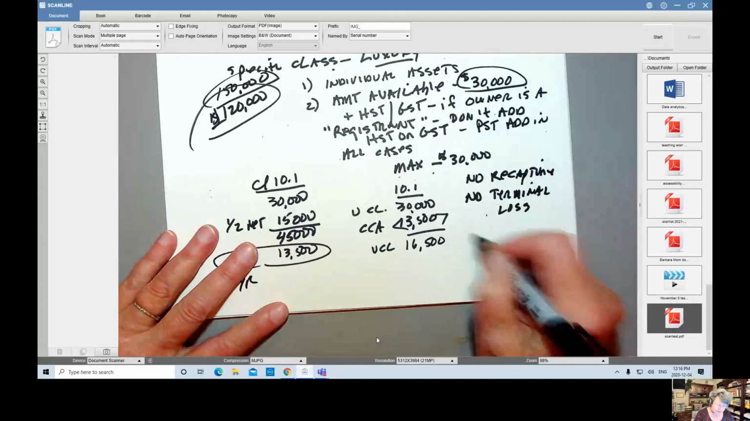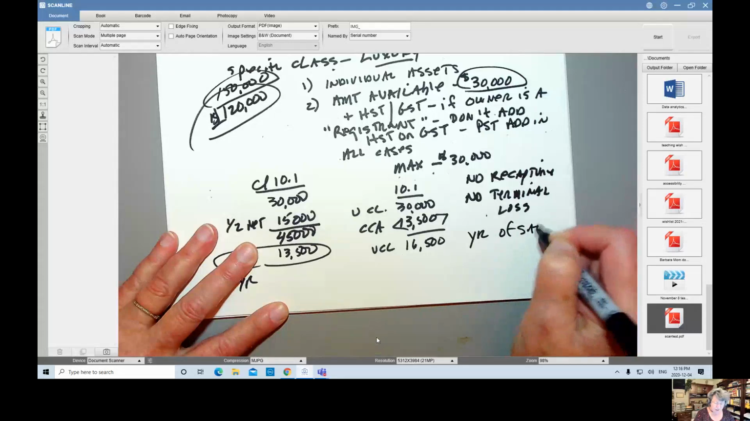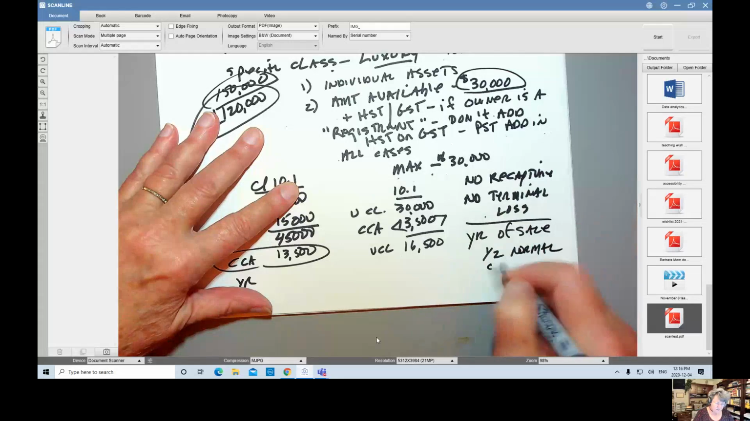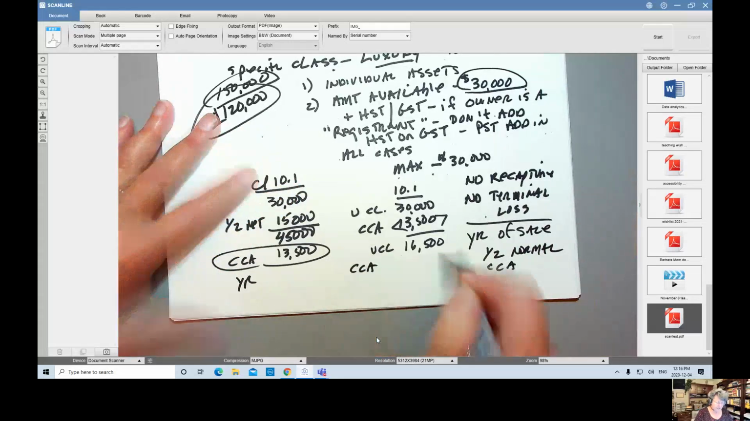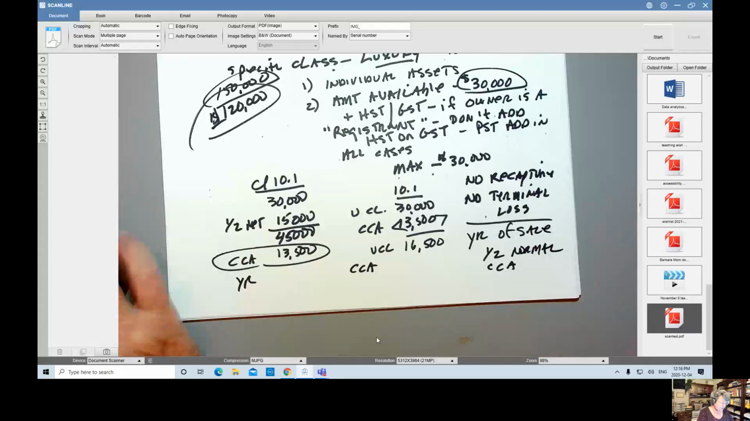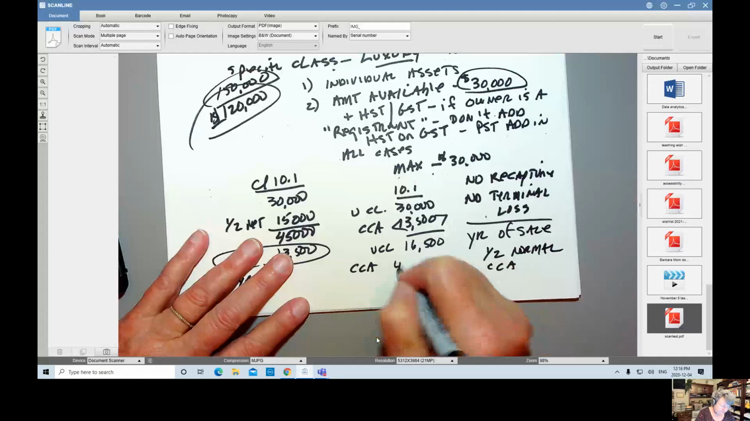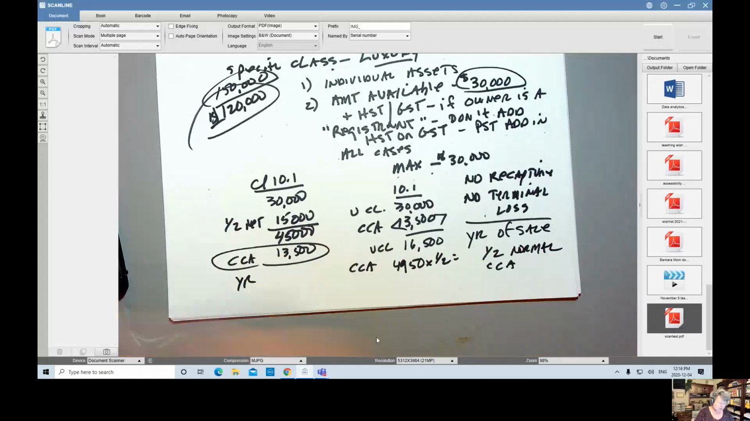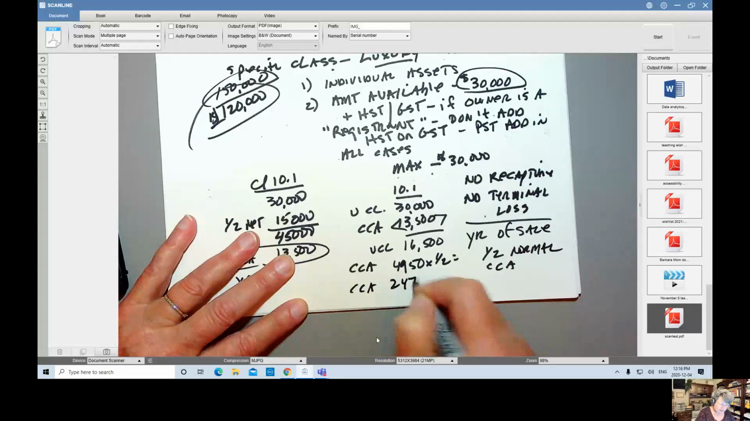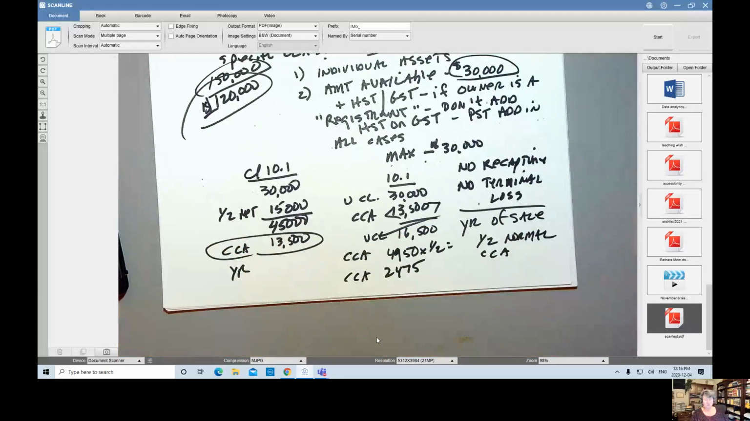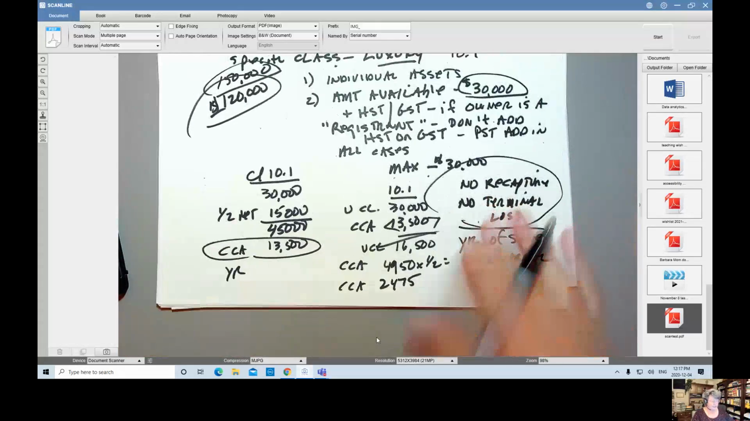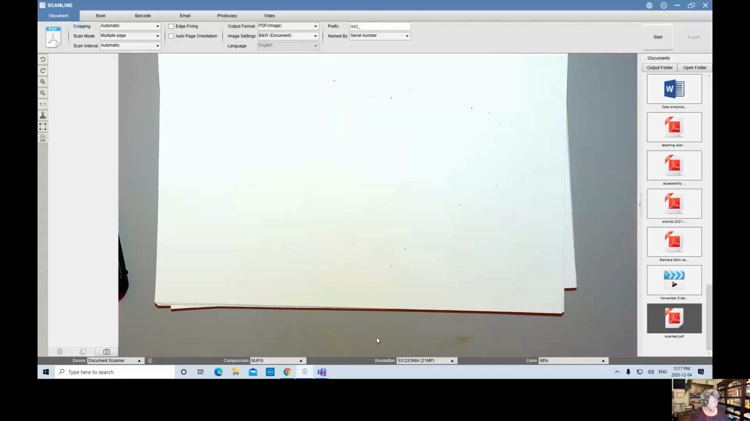So what you do in the year of sale is you simply take 1/2 normal CCA. So I would have CCA in the year of sale on this situation of 49.50 times 1/2. I would take CCA of 24.75, and then you just get rid of the account. There is no recapture, no terminal loss on this class of assets. So that's the auto rules.